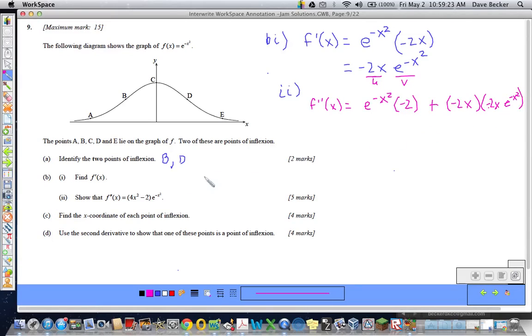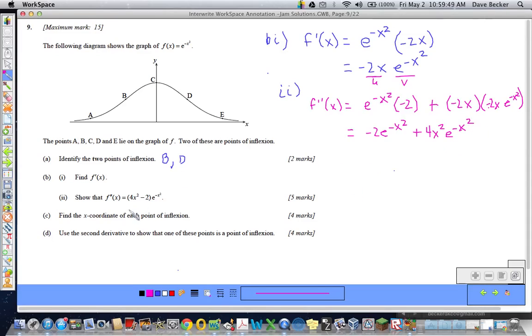Okay, now we got to clean it up till it looks like this. So let's simplify. Negative 2e to the negative x squared. Negative times a negative is a positive, so this is plus 4x, right? 4x, am I messing anything up? 4x squared, e to the negative x squared.